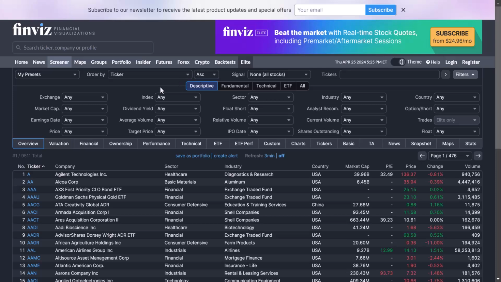One of the things that's really nice about Finviz's screener is it offers both fundamental and technical filters. So if you're an active investor, you can look for stocks based on fundamental metrics like price to earnings ratio, dividend yield, things like that, but also use technical filters to find really good entry points for those stocks. To give you an example of how I use Finviz, let's say I'm looking for dividend stocks that are maybe undervalued right now or have a good entry point.